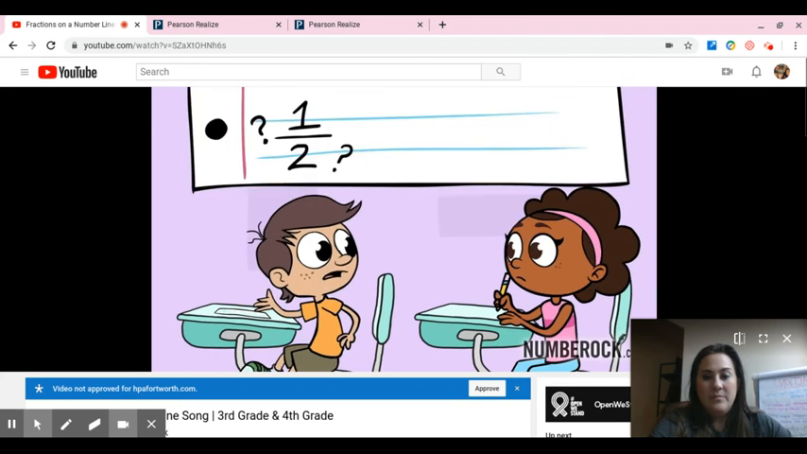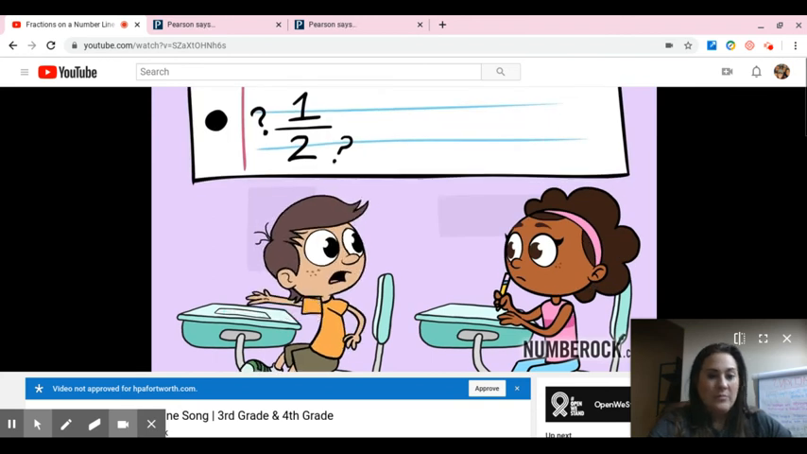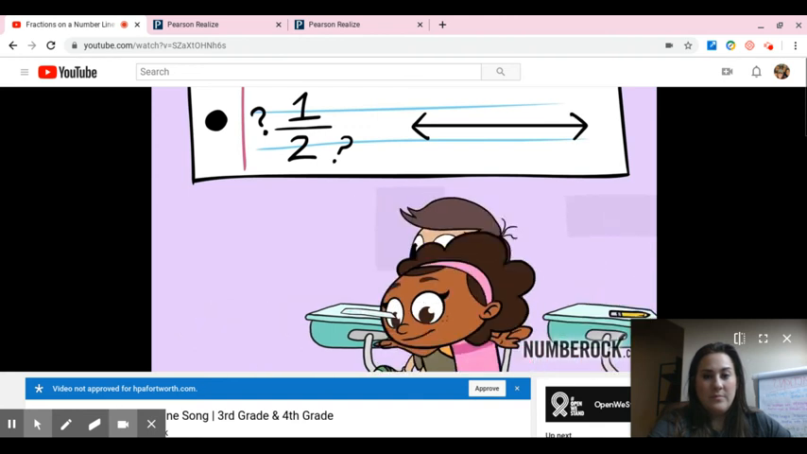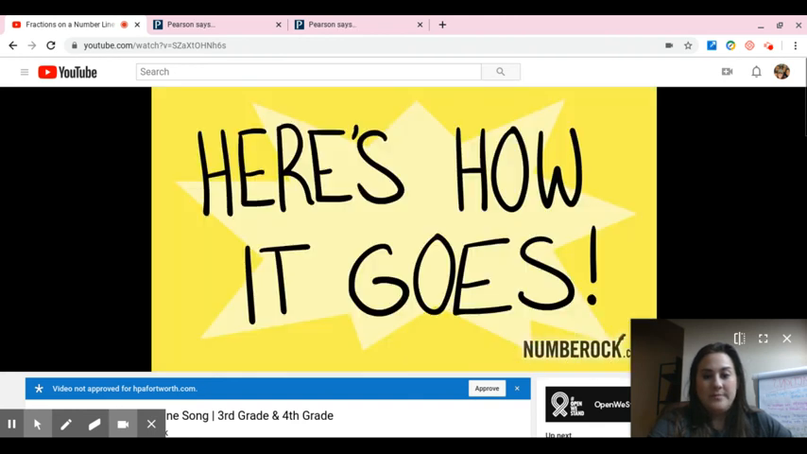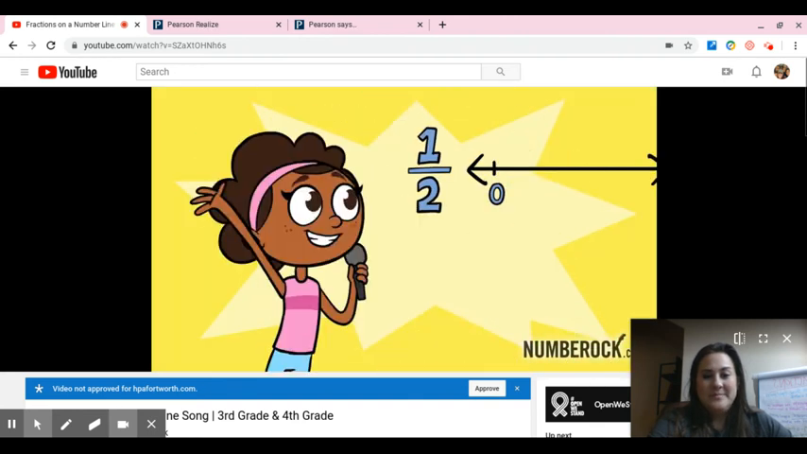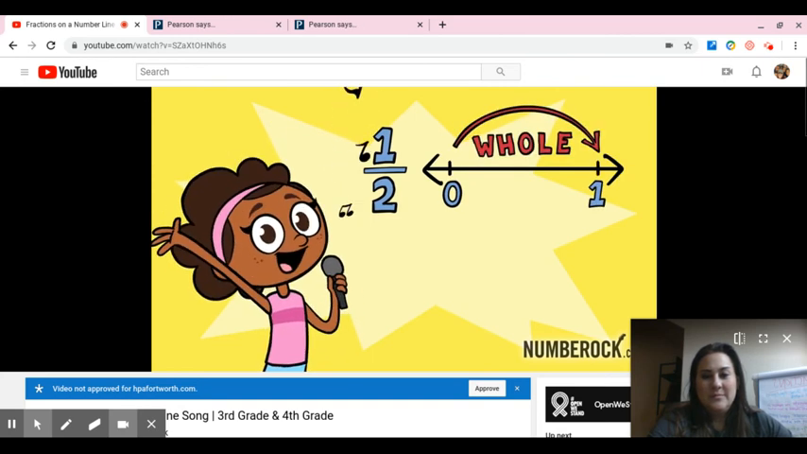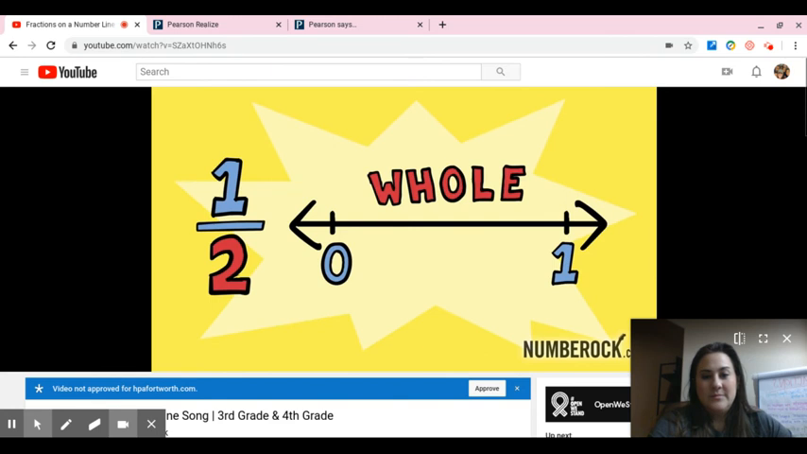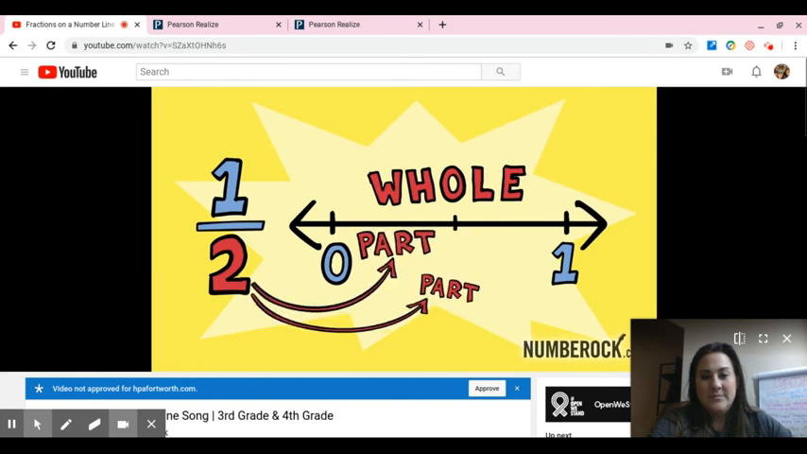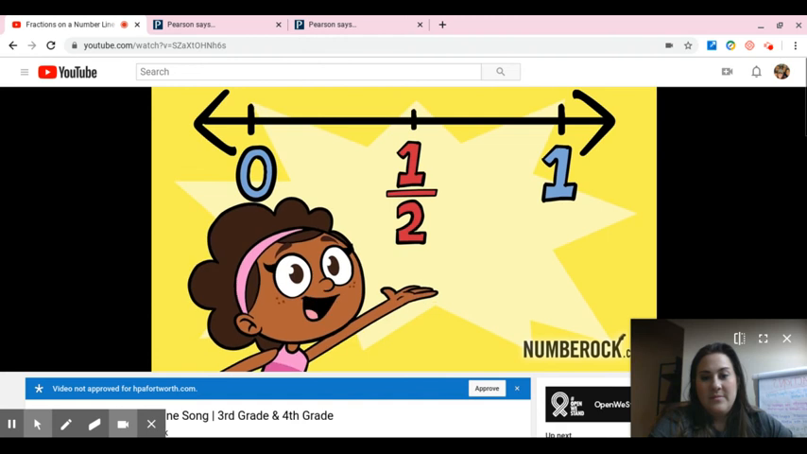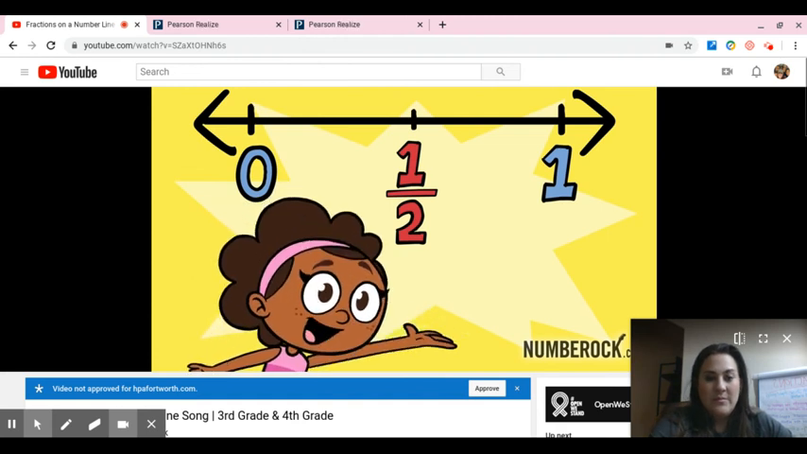My friend, if she could help me find where to write 1/2 on the number line. She said, first draw a line with 2 arrows. Then she sang a song. Here's how it goes. 0 to 1 is the whole that we split apart. The denominator tells us into how many parts. Make a line that starts from 0 to the first mark. And 1/2 is what you'll find when you get that far.